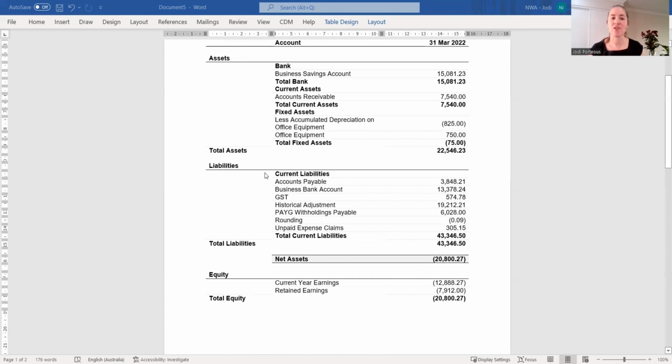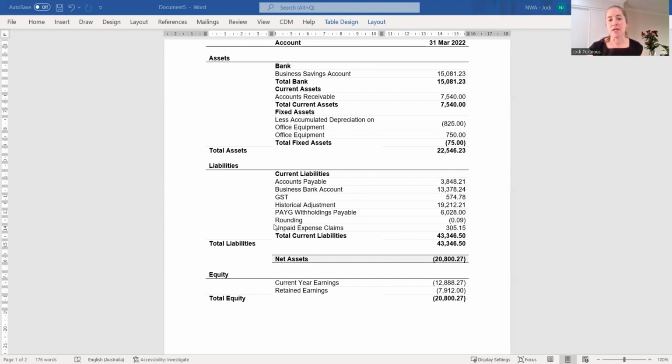Your liabilities are the things that you owe to other people. So our accounts payable are our bills that we owe to other people. This business bank account here shows as a liability, which means we owe money for that. It's in overdraft, so it's not cash in the bank of $13,000. It's cash that we owe the bank of $13,000. GST, if you're registered for GST with the tax office, is something you owe, so it shows as a liability. Same with pay-as-you-go withholding tax and any expense claims that you owe to your staff or yourself for things that they've bought.